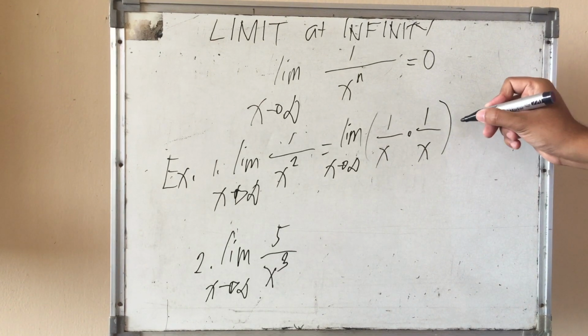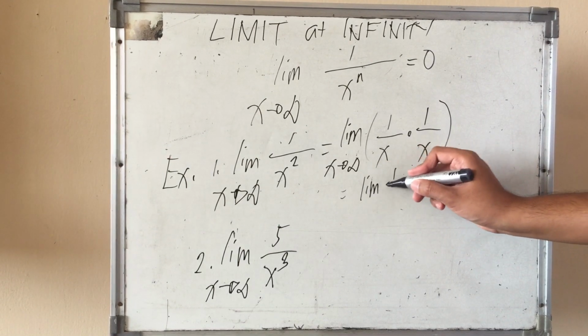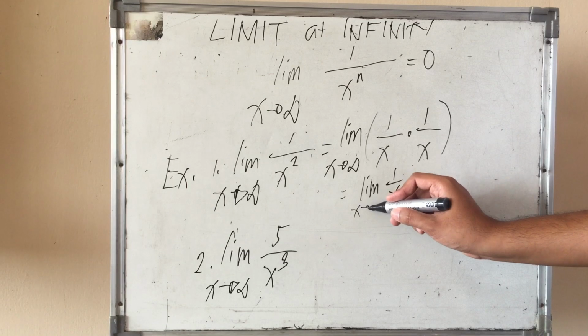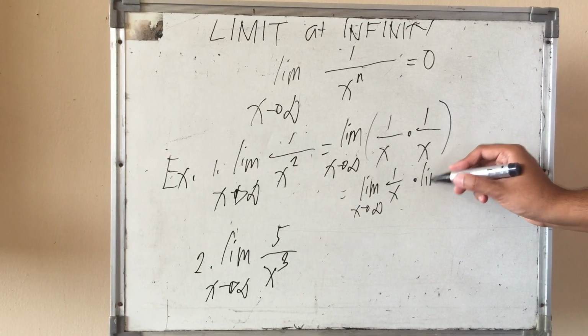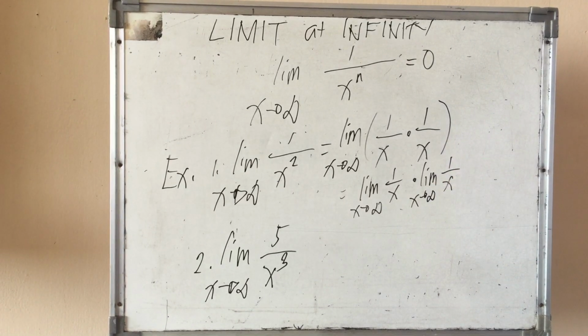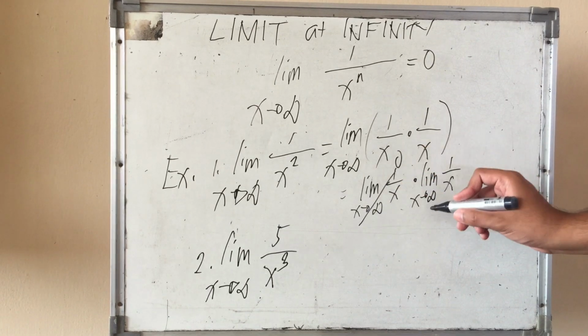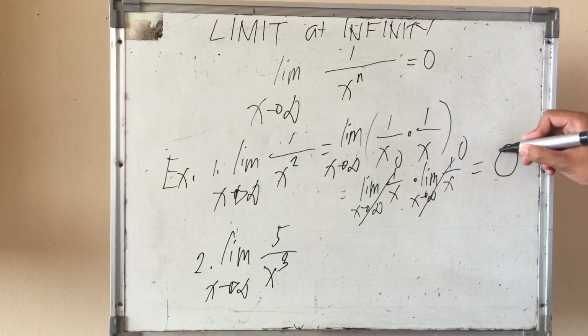So this is equal to limit of 1 over x as x approaches infinity times the limit of 1 over x as x approaches infinity. By the definition of our limit at infinity, limit of 1 over x raised to n as x approaches infinity is equal to 0. So this is equal to 0, this is equal to 0. So 0 times 0 is equal to 0.